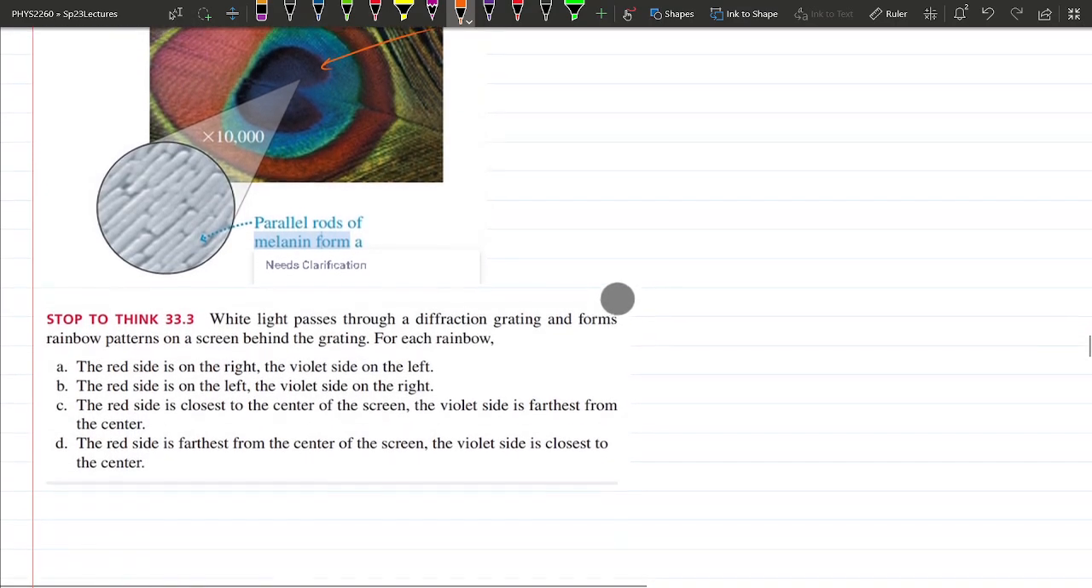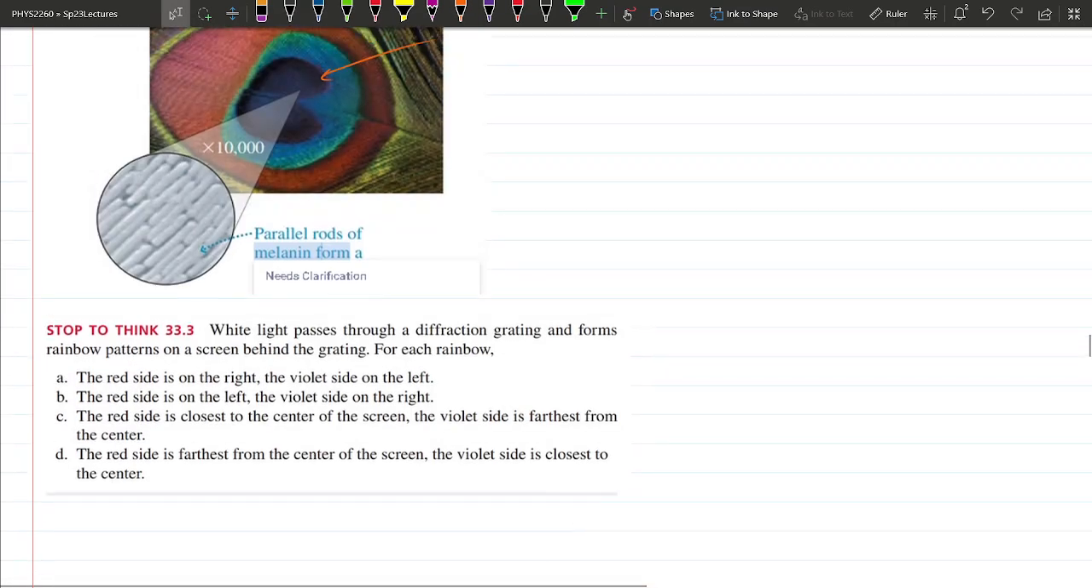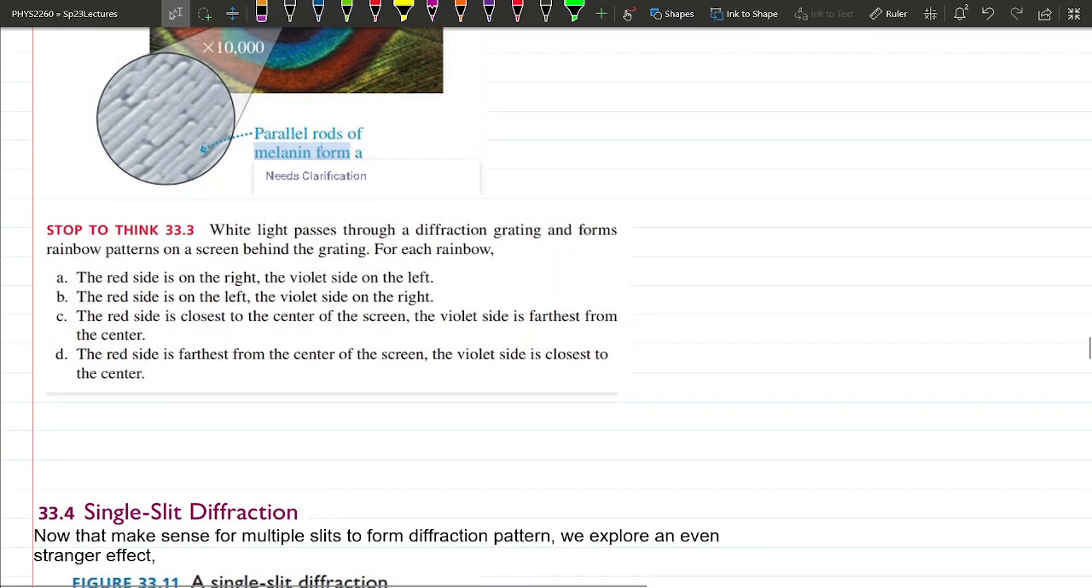Let's wrap up today early. I think we're not going to do single slit today. So let's just wrap up with this stop to think exercise.